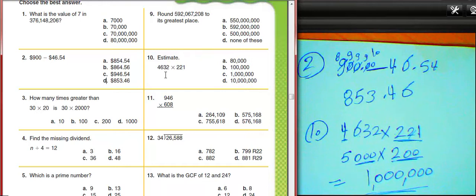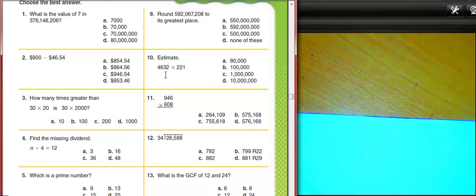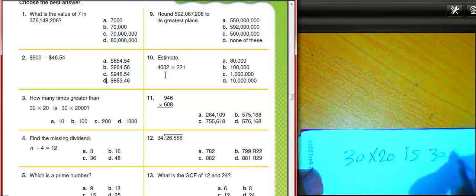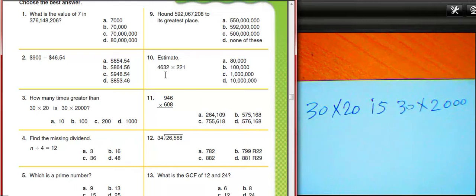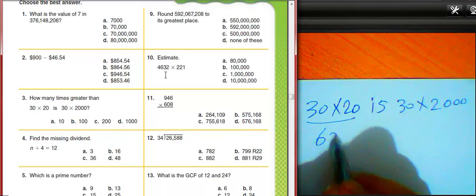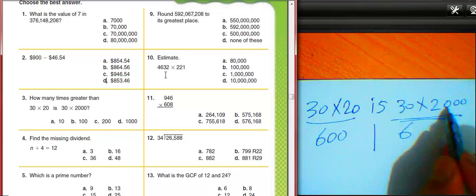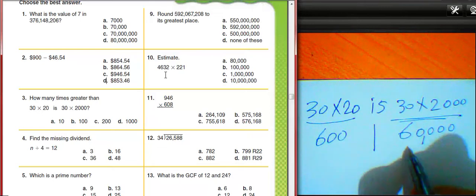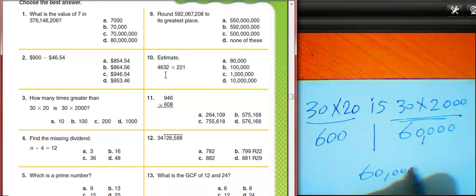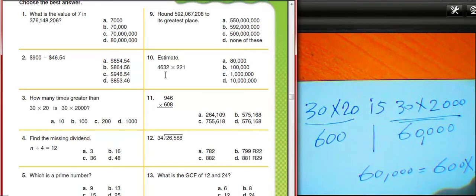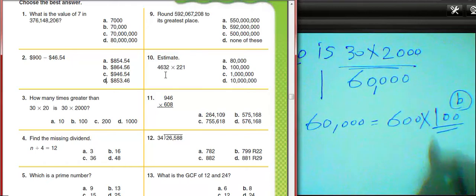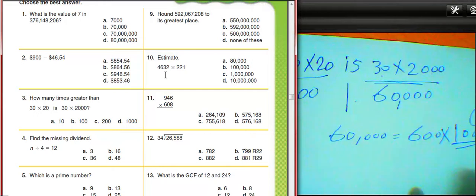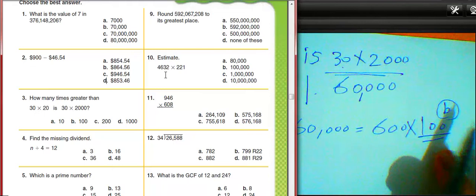Question 3. How many times greater than 30 times 20 is 30 multiplied by 2000? 30 times 20 gives 600, and 30 times 2000 gives 6 with 1, 2, 3, 4 zeros behind it: 60,000. So 60,000 equals 600 multiplied by 100. So we must choose letter B. Again, question number 3: 30 multiplied by 2000 is greater than 30 times 20 by 100. We must choose letter B.